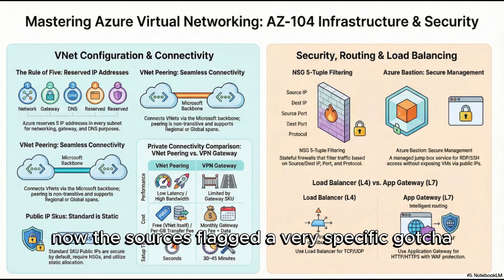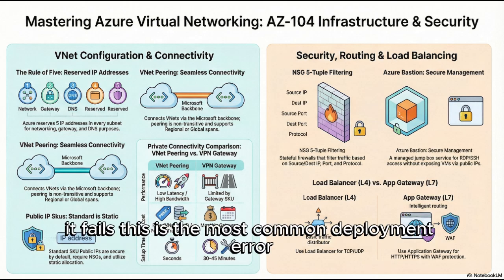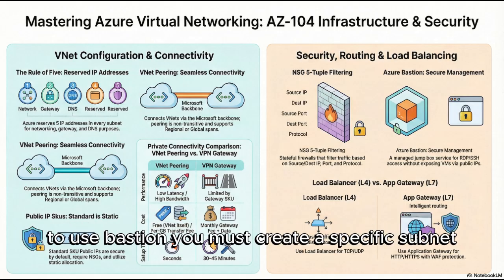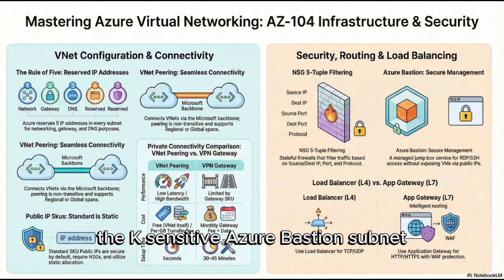Now, the sources flagged a very specific gotcha when setting up Bastion. If you get the name wrong, it fails. This is the most common deployment error. To use Bastion, you must create a specific subnet, and that subnet must be named, case-sensitive, AzureBastionSubnet. A case-sensitive Azure Bastion subnet.